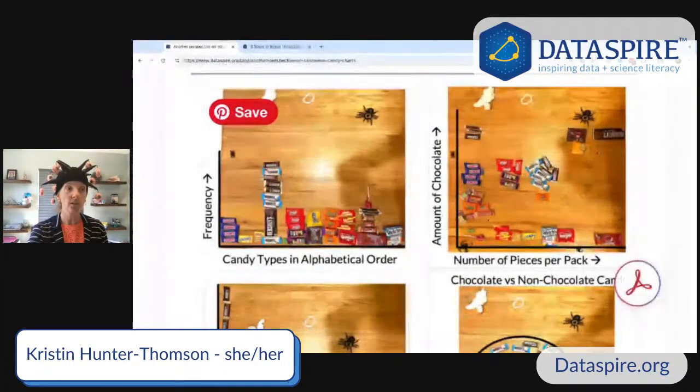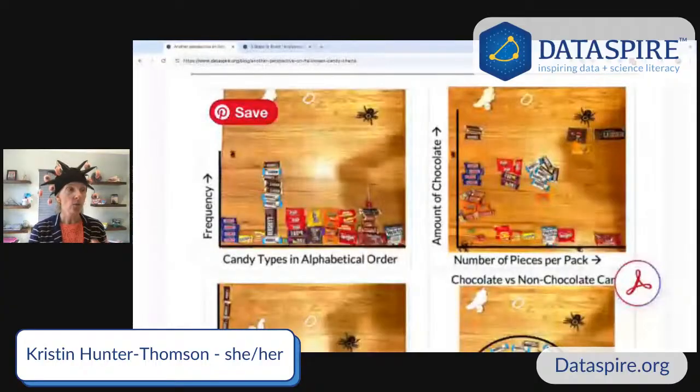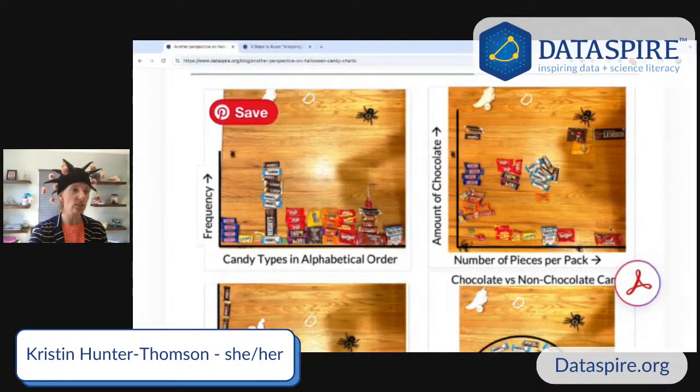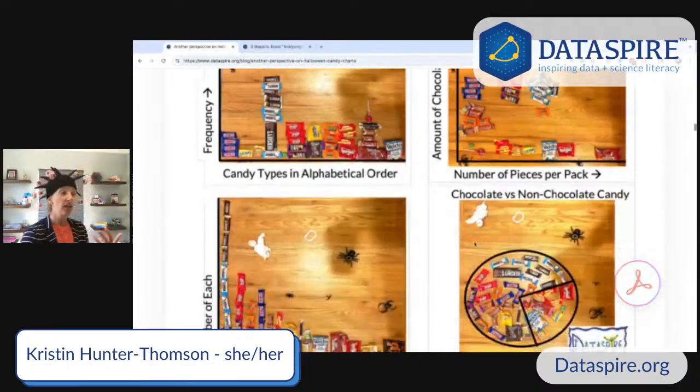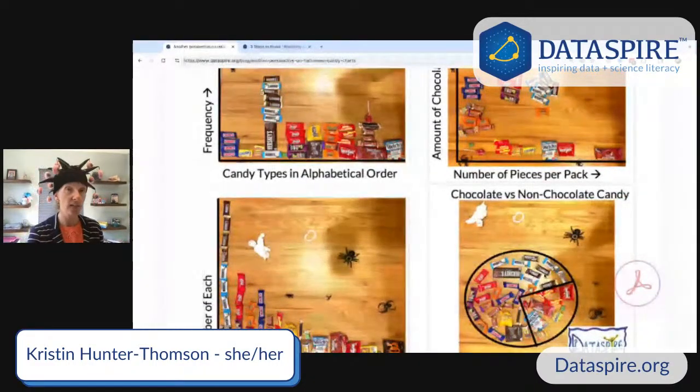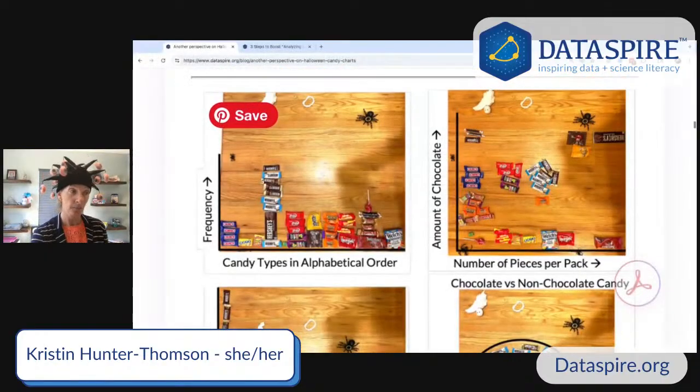Or when we're looking up here at our scatter plot, we can see that there doesn't actually seem to be a relationship between the amount of chocolate, even though most of the pieces of candy that he collected were chocolate based. There doesn't seem to be a relationship between the amount of chocolate in a piece of candy and the number of pieces in the pack.